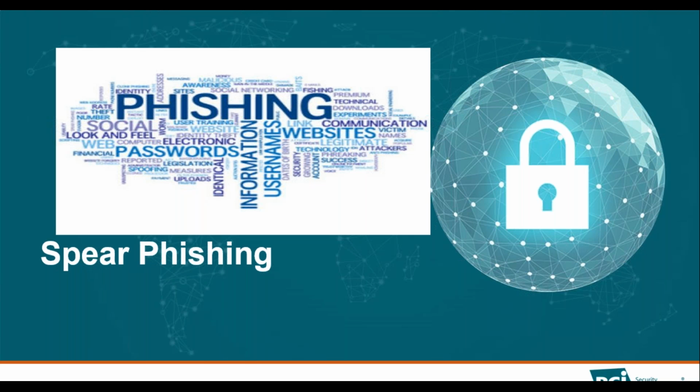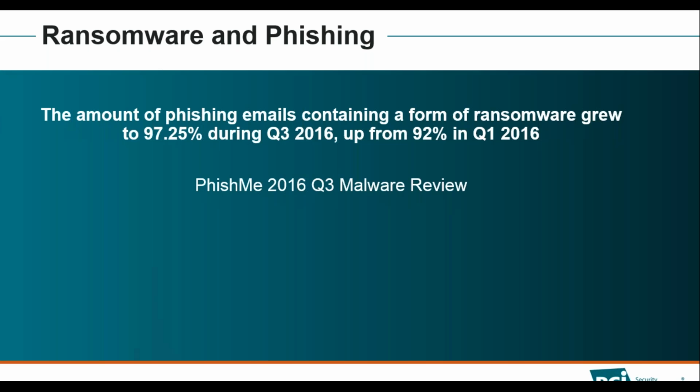The next thing: phishing and spear phishing. And this is much more specific. Social engineering is something like carpet bombing, as I say, but spear phishing is very specific. Okay, look at this. As per the malware review, the amount of phishing mails containing a form of ransomware grew to 97.25%. Can you believe that? Up from 92% in Q1 of 2016.